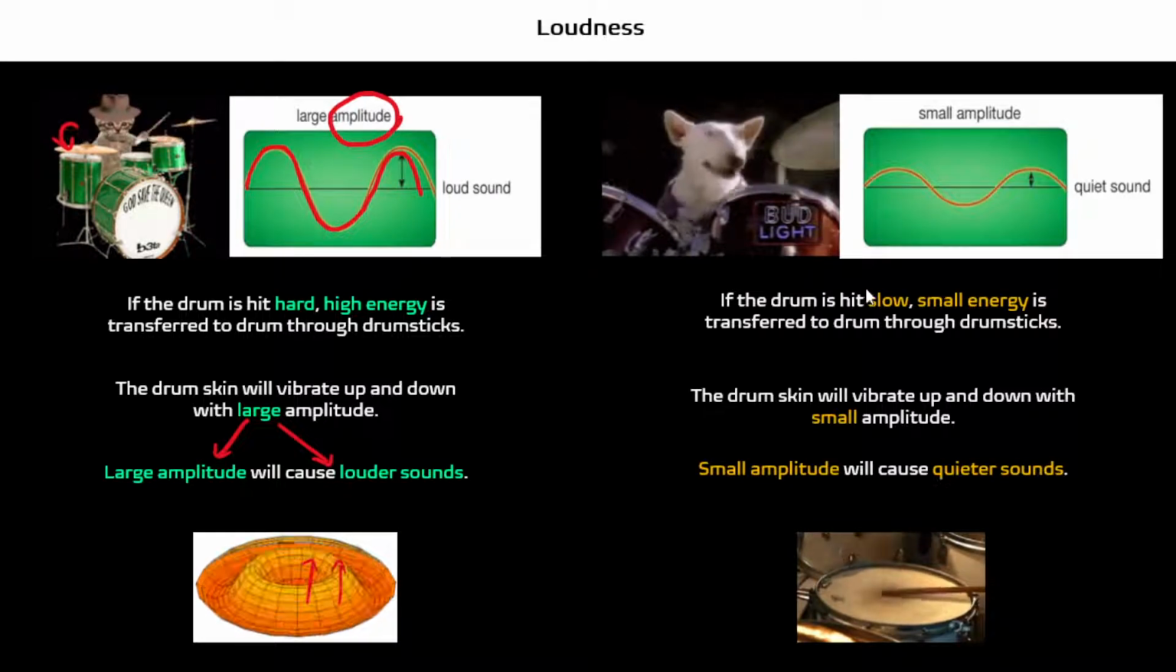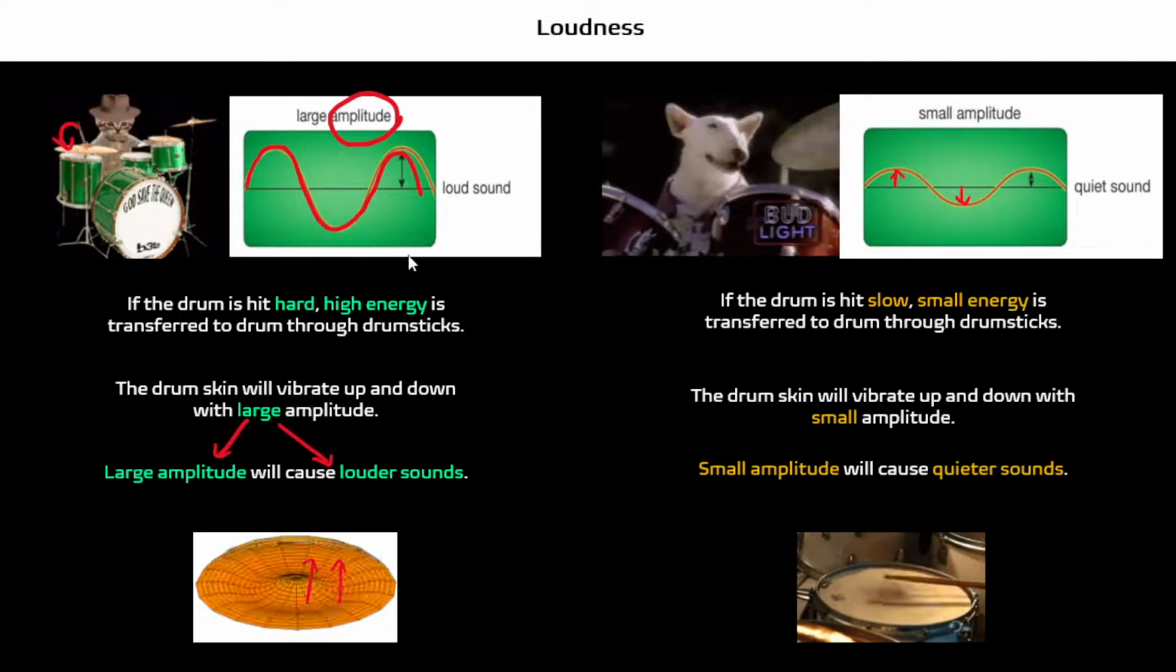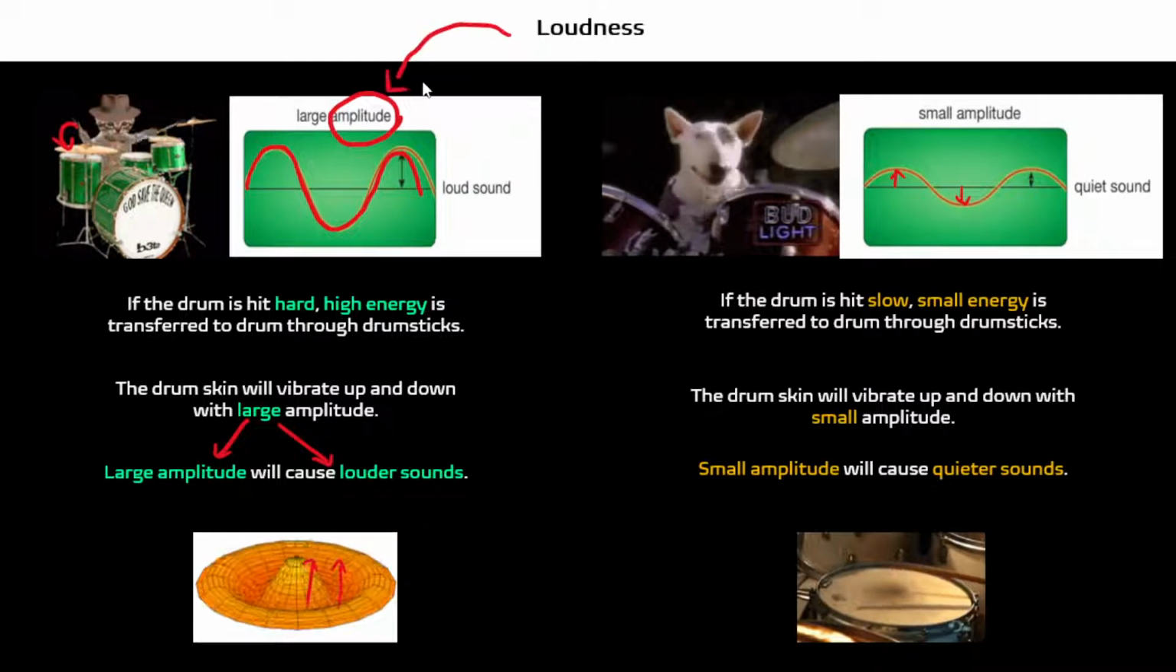But if the drum is hit very slowly, only small energy is transferred to the drum, and thus the drum skin will only vibrate up and down with very small amplitude. And this small amplitude will cause very quiet sounds or quieter sounds compared to your large amplitude. So you should know that loudness is directly related to amplitude.